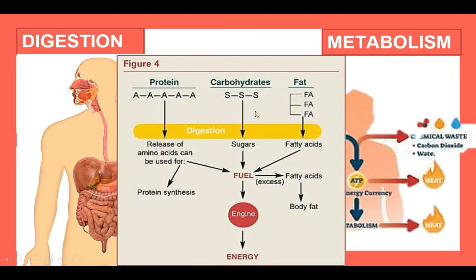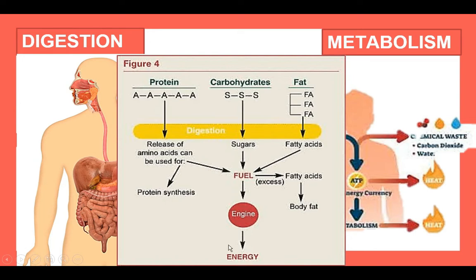This diagram shows how protein, carbohydrate, and fat food break down into amino acid, sugar, and fatty acids, and then form fuel that goes to the engine to form body energy needed for different activities in the body. But it also shows that the extra or excess fuel is changed to fatty acids and stored in the body as fat, and this is what causes heavy weight. It also shows how fuel is added in the body engine and forms energy for different body activities.